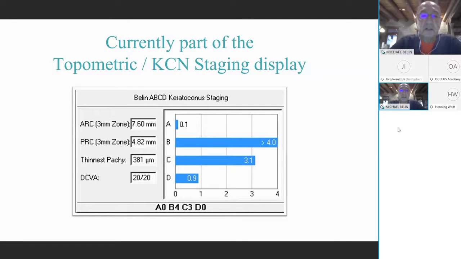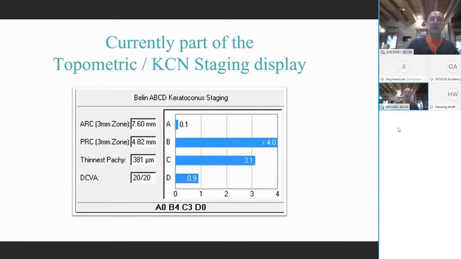It's graphically shown on the upper right, but the most useful information, or the most precise information, is what you have on the left, which actually gives you the radius of curvature of 7.6 for the anterior surface, in that 3 millimeter zone, 4.82 for the posterior, thinnest pachymetry of 381, and a distance of 20/20.